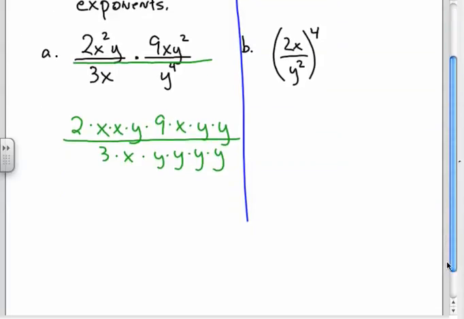Well, guys, this is super easy. Now we just cancel what we can. Those will cancel. Those will cancel. Looks like that'll cancel. How about this x with that x? Sure. Is that everything? Oh, look. How about that 3 with that 9? And I'm left with a 3. Can I cancel anything else? No, I don't think so.